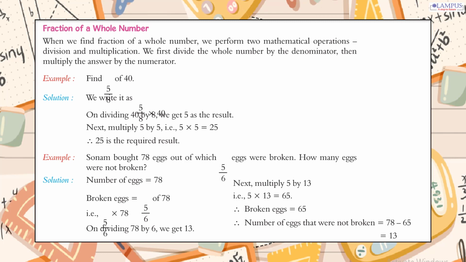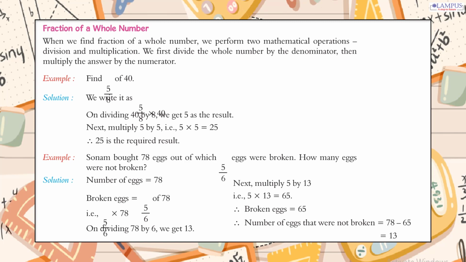Solution. We write it as 5 by 8 multiplied by 40. On dividing 40 by 8, we get 5 as the result. Next, multiply 5 by 5, that is, 5 times 5 equals 25. Therefore, 25 is the required result.